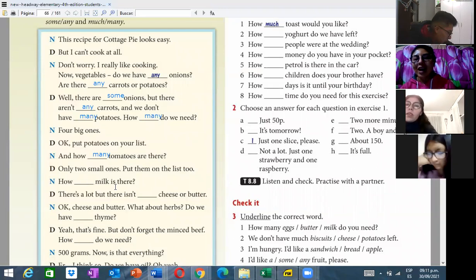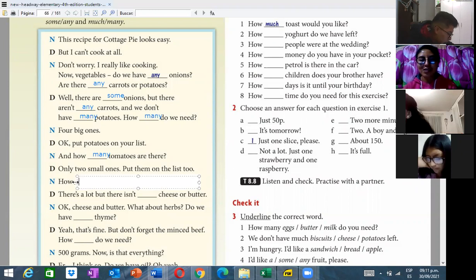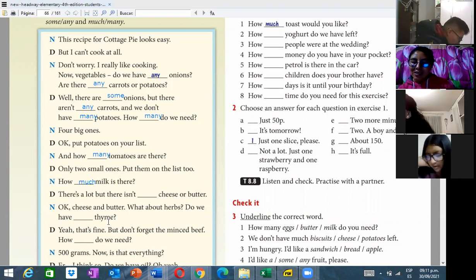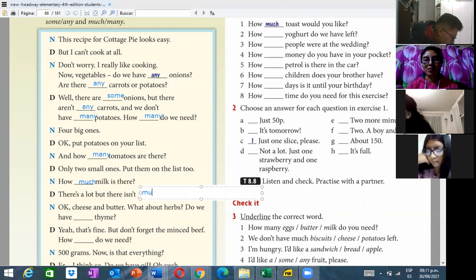The next. How much milk is there? Very good. The next. There's a lot, but there isn't much cheese or butter. Very good. There isn't much. The next. Okay. Cheese and butter.